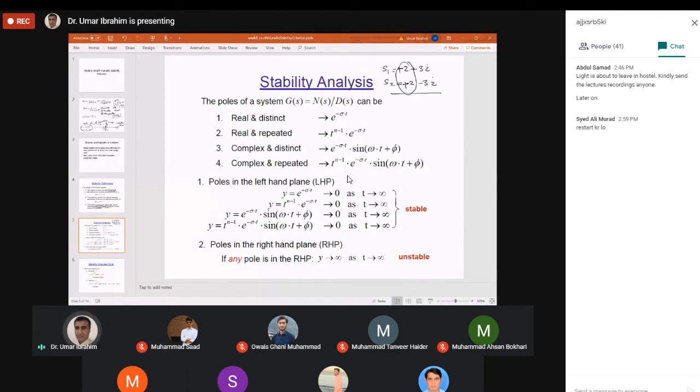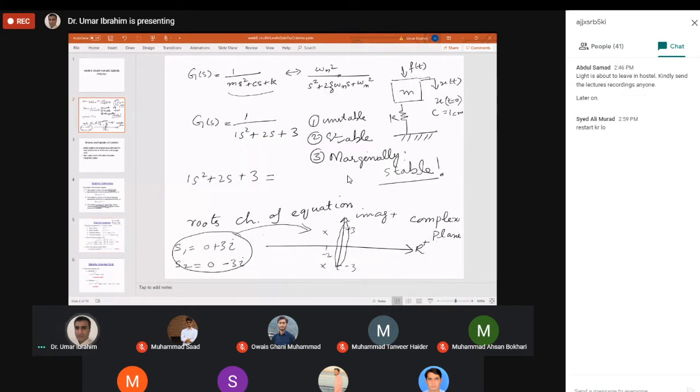Now, for any transfer function, there are four possibilities for the roots. The roots are real and distinct. Roots are real and repeated. Roots are complex and distinct. And roots are complex and repeated.